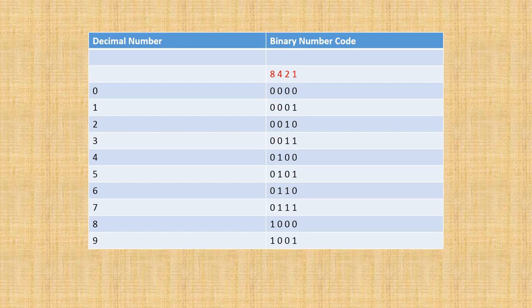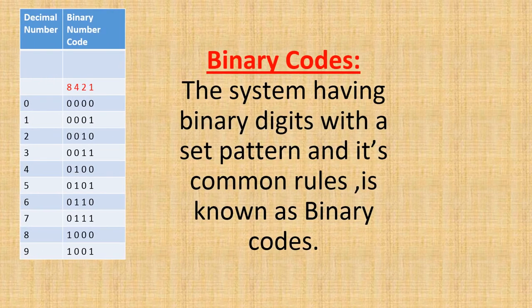Now we will discuss the binary codes. The system having binary digits with a set pattern and its common rule is known as binary codes. For example, 8421 BCD, 2421, 5211, EX3, gray. These are some of the names of the coding systems which we will discuss in today's session.